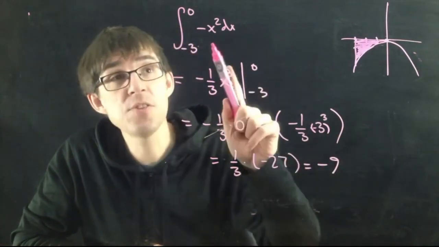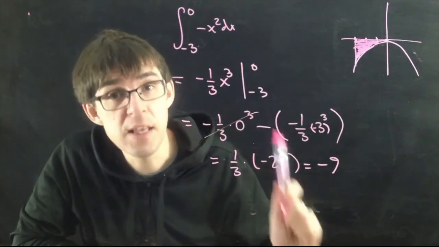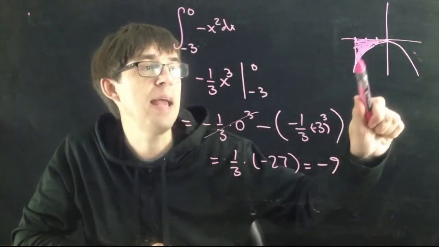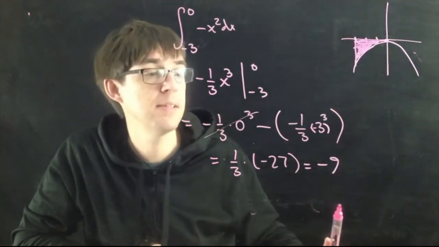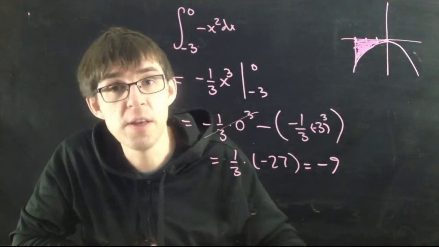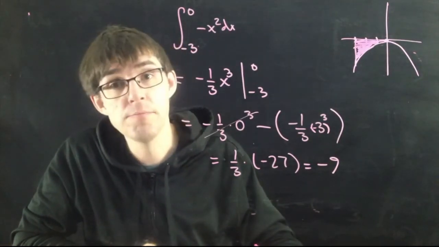So the answer of this definite integral equals negative 9. That means this area is 9, right? The area is 9. It's just below the x-axis, which is why it comes out of the integral as a negative number. All right, I got one more.